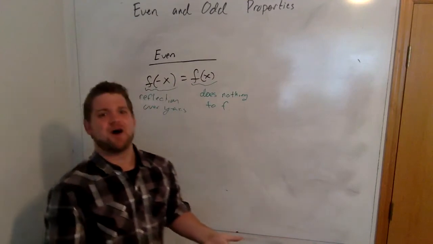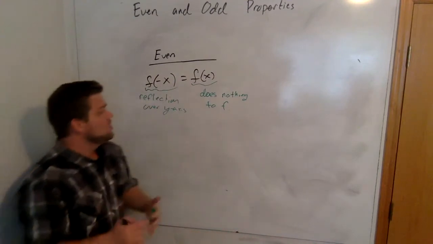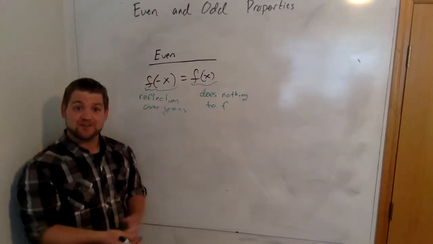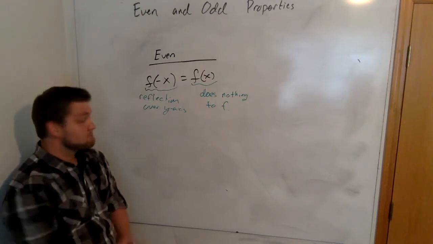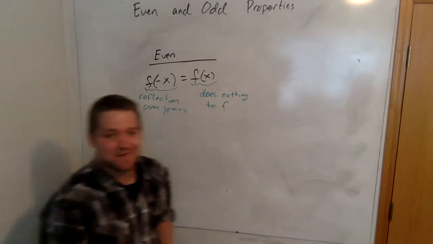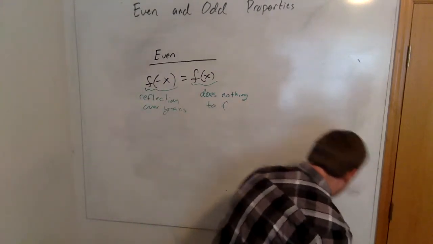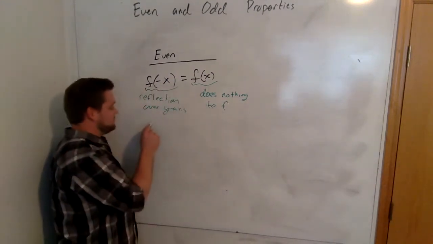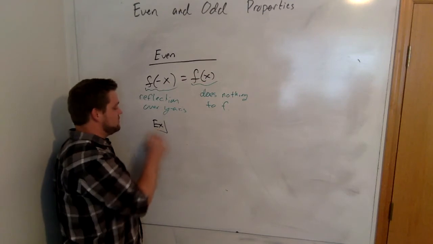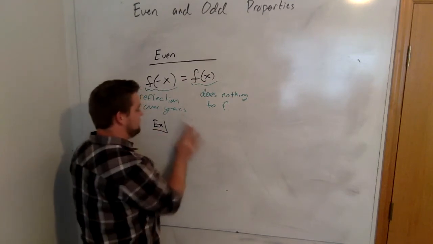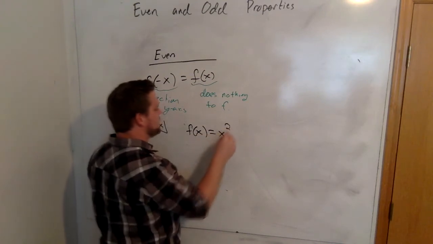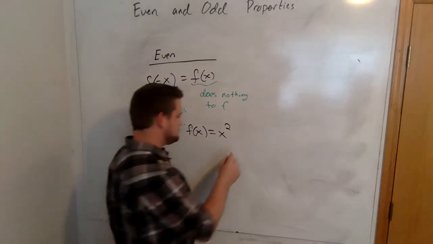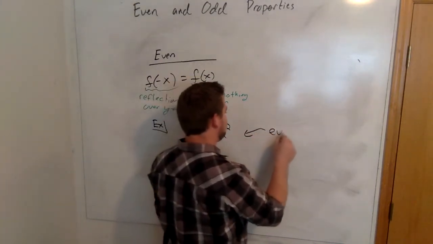Can you think, maybe pause the video, of a couple functions or some toolkit functions that are even? Well, the most classic example is x squared. X squared is an even function. So let's do a couple examples. X squared, let's say f of x, which is equal to x squared. This is an even function. We say this function is even.